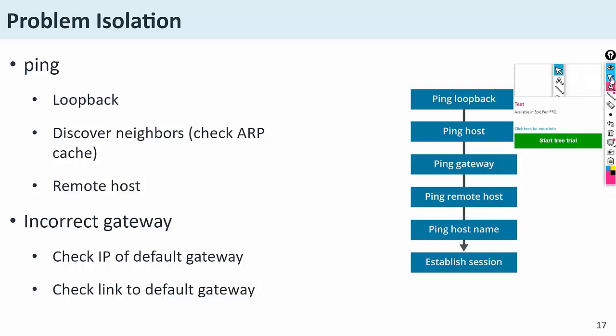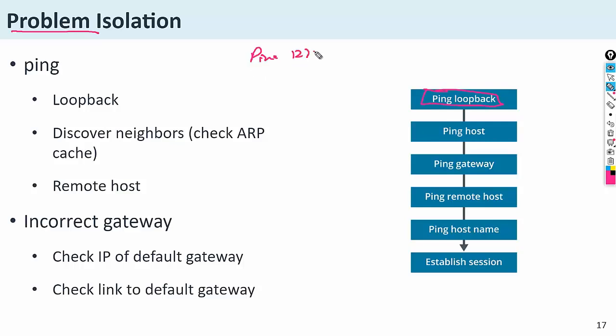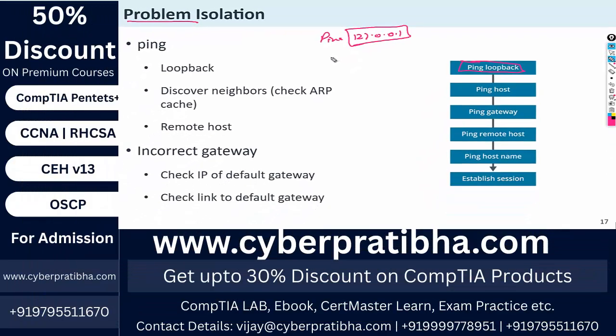Now if everything is fine, what methods are there to resolve the problem? How will you find out the problem? Here are some steps you need to follow. First, you need to ping the loopback. What will you do? Ping 127.0.0.1. If you are pinging the loopback adapter, it means your adapter is correct.